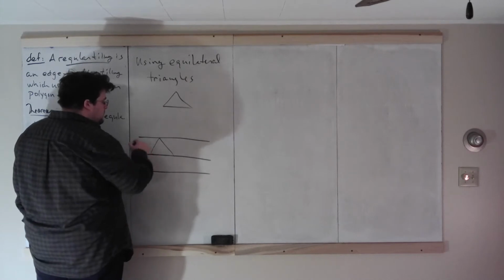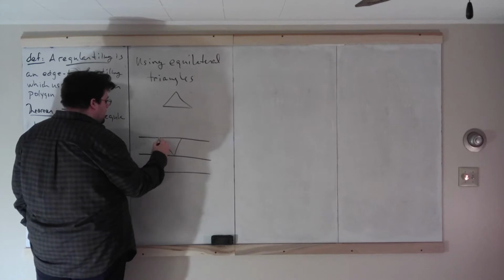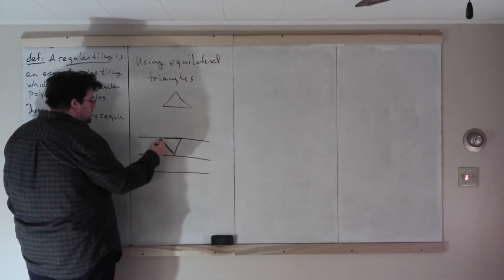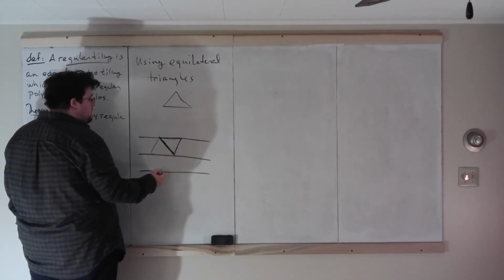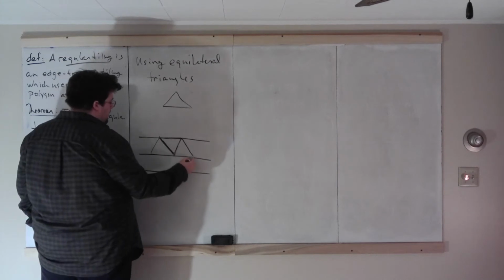Well, let's try to fill in the rest of this horizontal strip. Remember, it needs to be edge to edge. So what we can do is put the second one right there, where they meet at this edge. And so we kind of flip it upside down. And then we keep doing that as we go over.